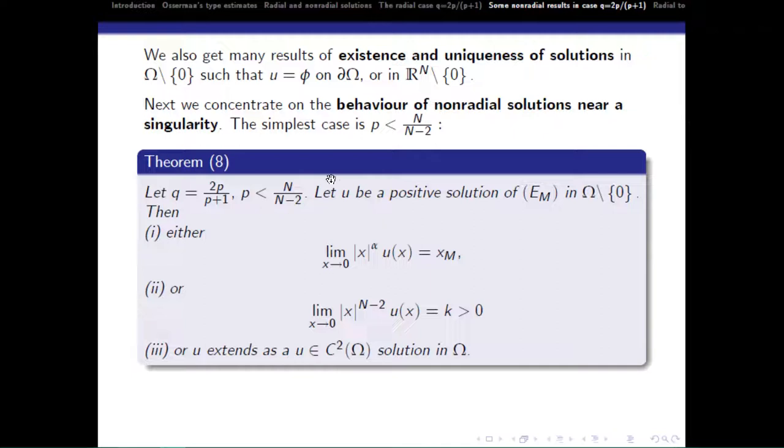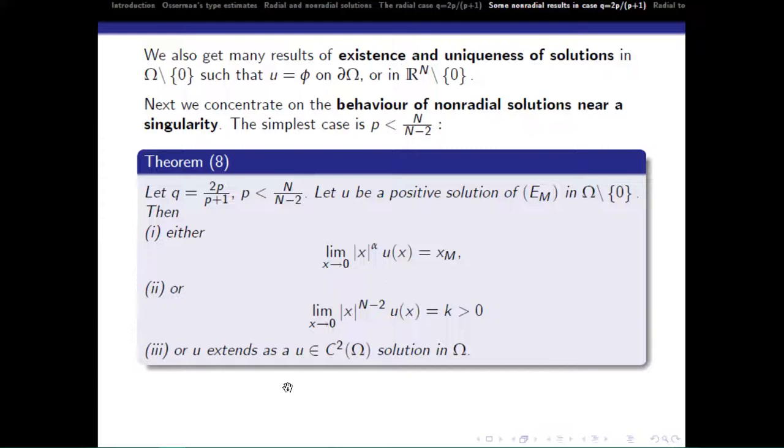So in the simplest case, p less than N over N minus 2, we can prove that if u is a positive solution in omega minus 0, either it behaves like a constant times |x| to the minus alpha, or it behaves like the fundamental solution, or it is regular at zero. That means it extends as a C2 solution in omega.